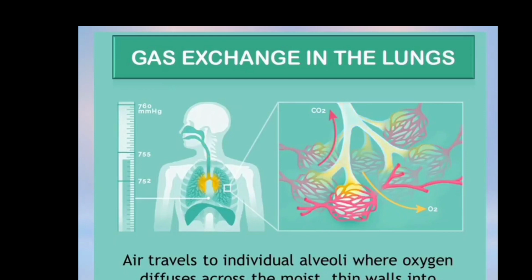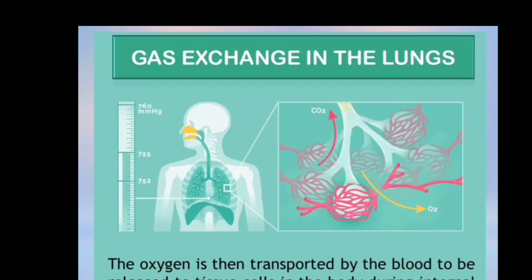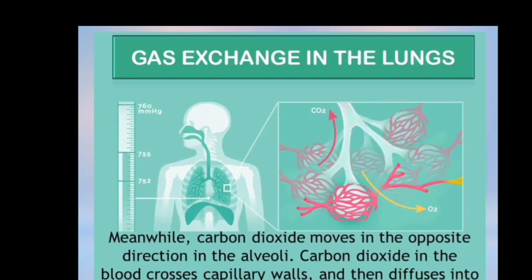Air travels to individual alveoli where oxygen diffuses across the moist thin walls into capillaries, then into red blood cells. The oxygen is then transported by the blood to be released to tissue cells in the body during internal respiration. Meanwhile, carbon dioxide moves in the opposite direction. Carbon dioxide in the blood crosses capillary walls and then diffuses into the alveoli to be returned to the atmosphere during external respiration.